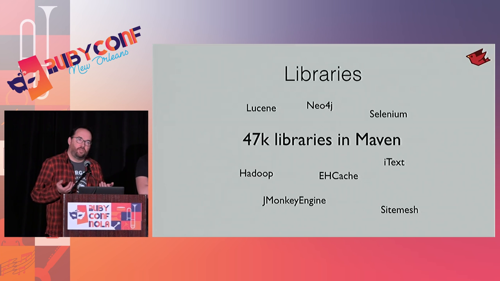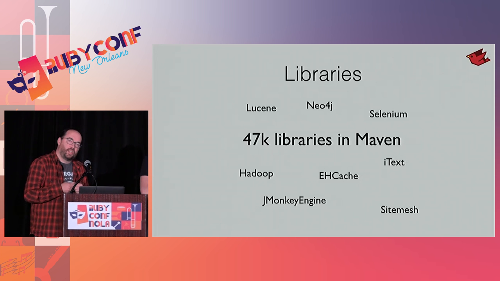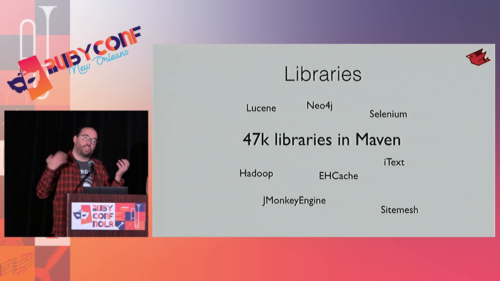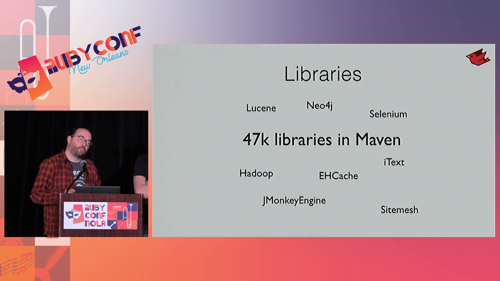Maven is the equivalent of RubyGems for the Java world. And there have to be more than 47,000 libraries in there. There's tons and tons of useful libraries. The case that I've seen on a few occasions is someone wants to use Prawn for PDF generation, and then at some point they get stuck. They need it to do something and Prawn's not working. We have a feature in JRuby that allows you to load Java libraries and pretend they're Ruby libraries. And they'll just switch over to iText, which is some ancient, crusty, but super mature PDF generation library, and they solve their problem.